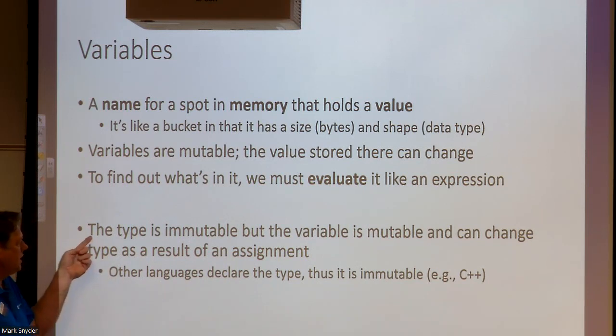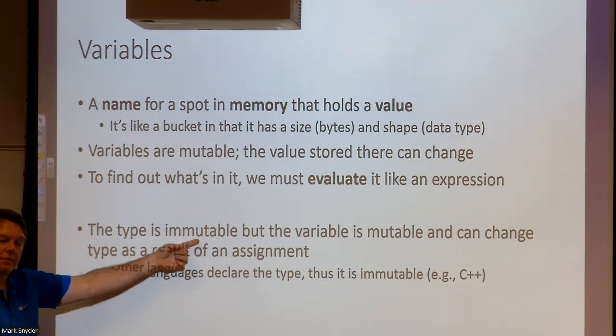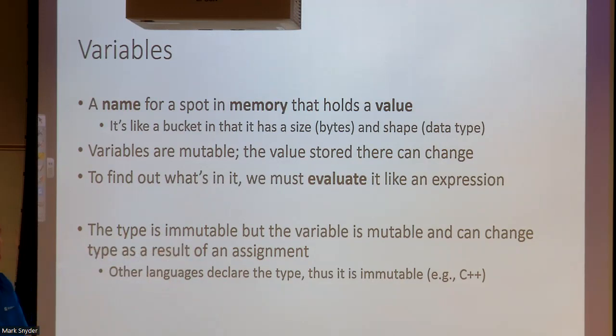Okay, this is an interesting statement here. If I say x equals 17, it says the type is immutable. But I just said we can put a different value in it. So what that means is I can say x equals 17, but then in the next line I say x equals mark. That's a string. That's probably not going to work, right? Because I'm trying to change the type of a variable.